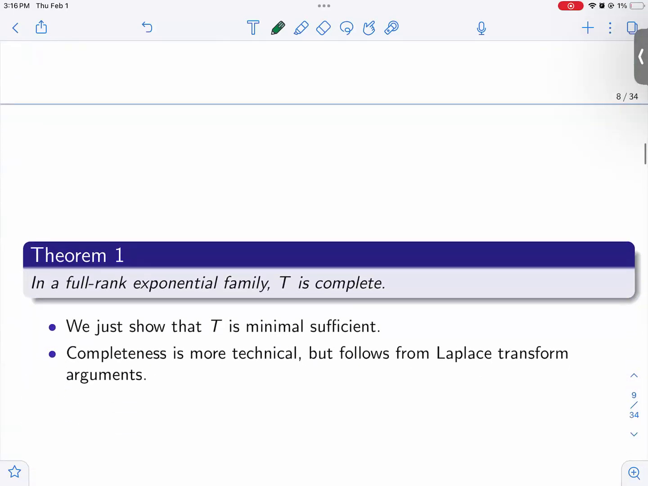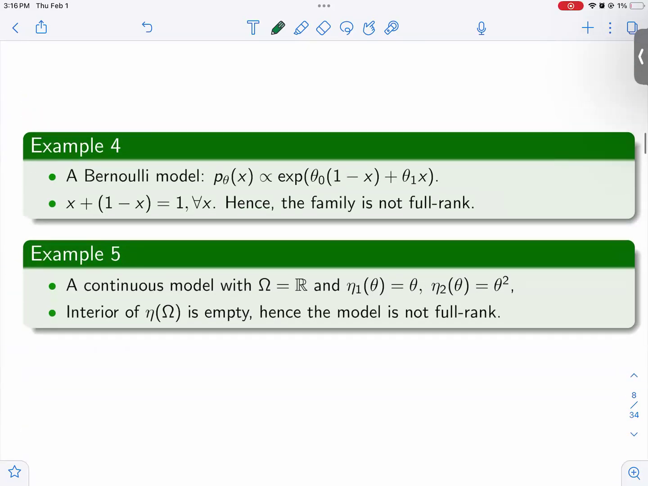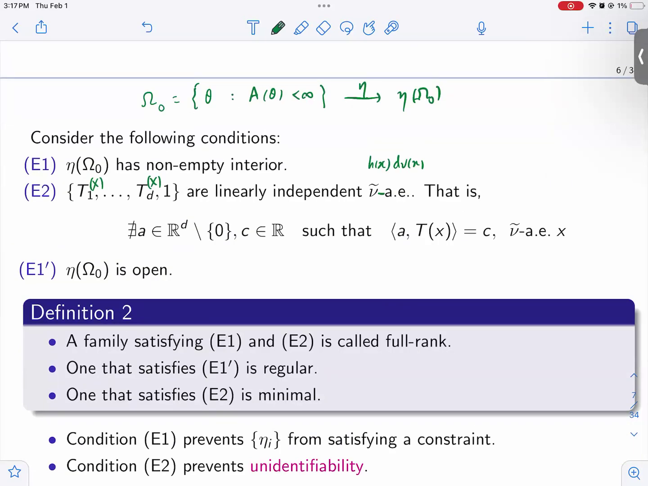Next time, what I want to talk about is this result: in a full rank exponential family, the sufficient statistic is complete. This is the result that we have been using. We're going to prove a partial proof. We're going to actually prove that T is minimal. Proving it is complete is a little bit harder, but we'll talk about that. So this is the result that I'm going to talk about next time. These conditions are needed to have that result. Questions, comments?